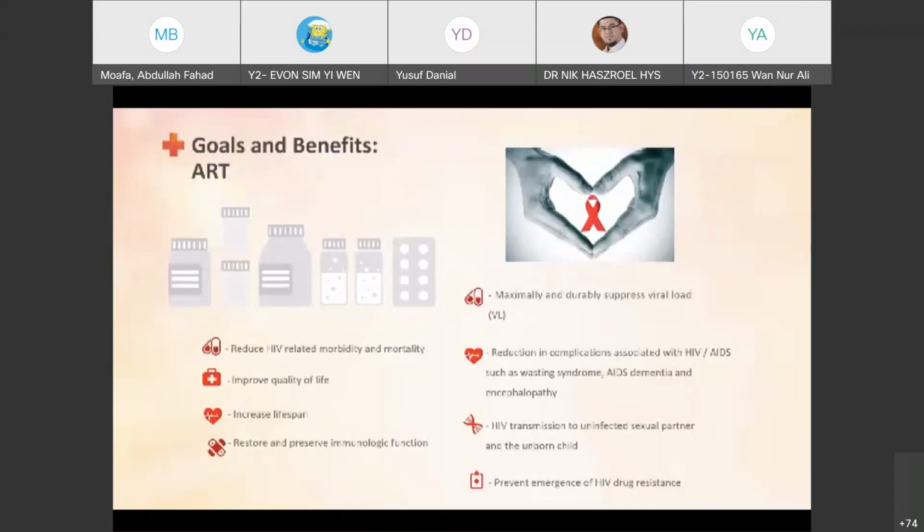Moreover, there is also the aim to reduce complications associated with HIV and AIDS, such as wasting syndrome, AIDS dementia, and encephalopathy. On top of that, to prevent HIV transmission to an uninfected sexual partner and the unborn child, apart from preventing the emergence of HIV drug resistance.